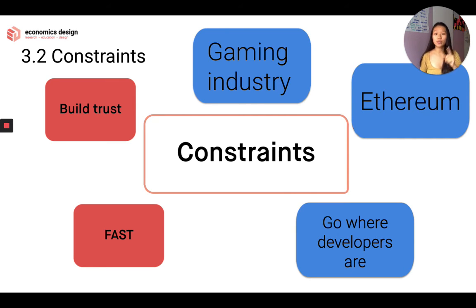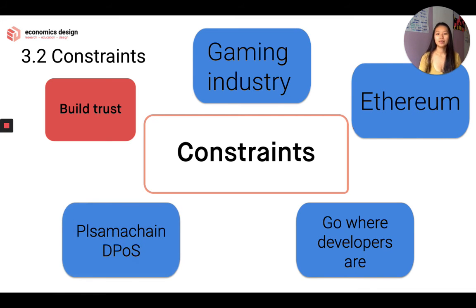Next is that it has to be really, really fast. It's very important, especially when we talk about the gaming industry. Transactions have to be fast. Can you imagine if you're killing someone and then you have to wait for 15 minutes to see if the person is alive or dead? That's not gaming, right? That's just silly. So to be very fast, they build on Plasma Chain using delegated proof of stake, and now transactions take like 1 to 3 seconds, very, very quick.